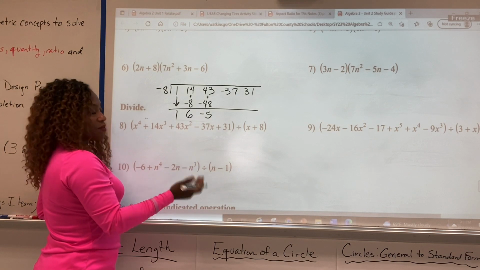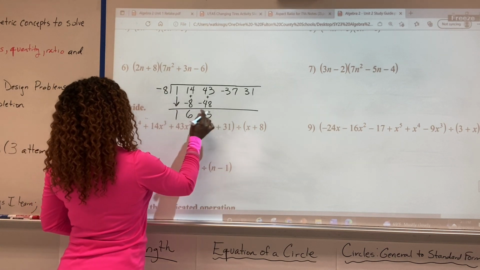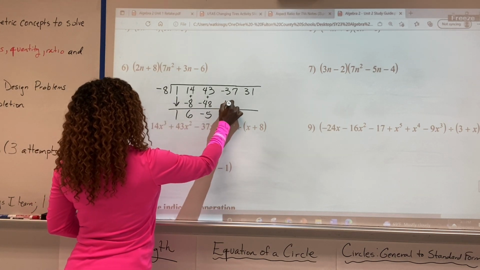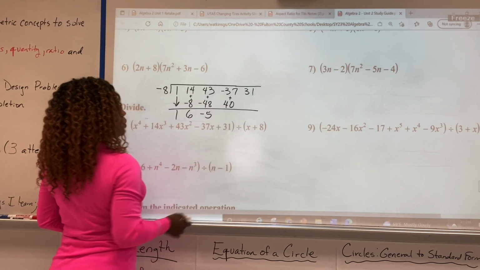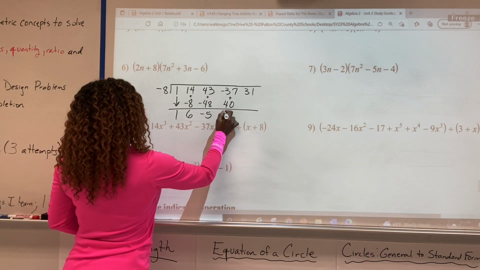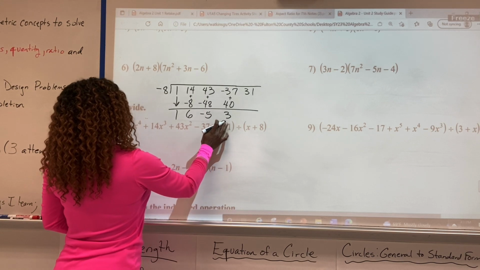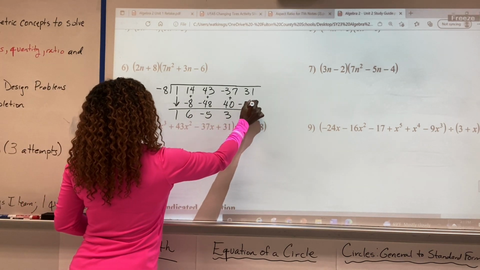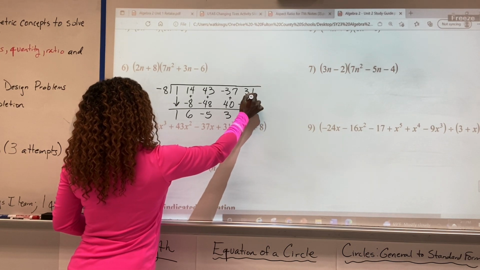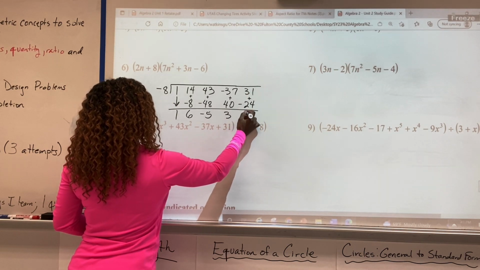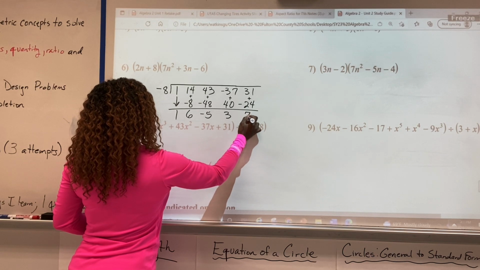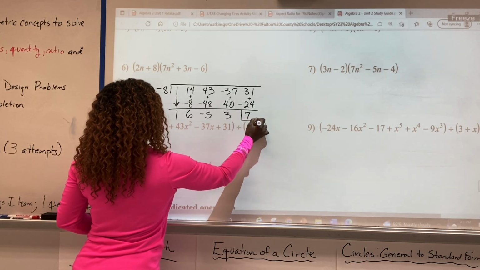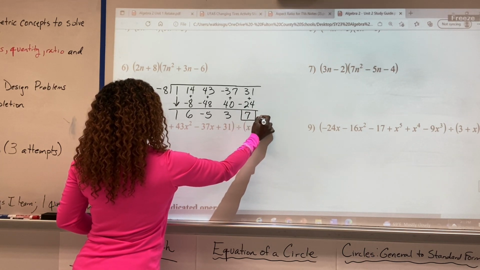Repeat the process. Negative 5 times negative 8. A negative times a negative is a positive 40. I combine those, and that leaves me with a positive 3. Repeat the process again. 3 times negative 8 is negative 24. When I combine these, I end up with 7. Now this last number is going to be my remainder. That's always your remainder.